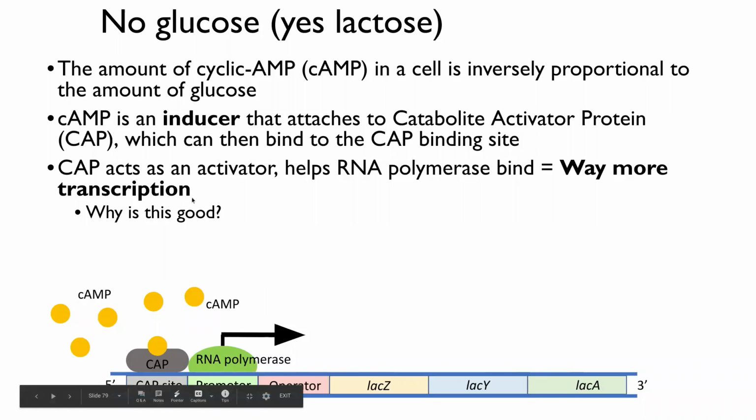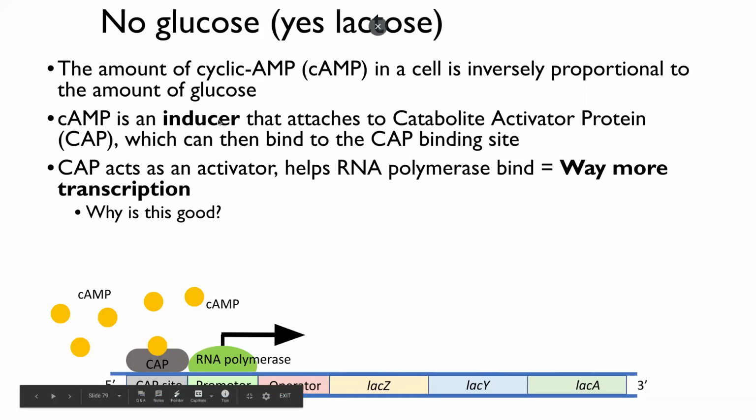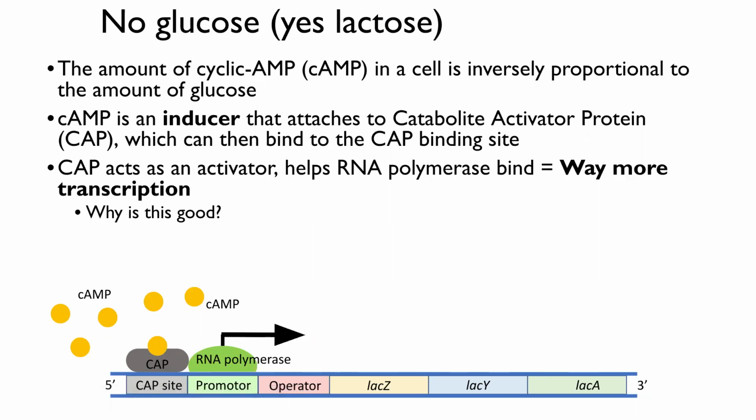Now, what CAP does, it acts as an activator, and it helps the RNA polymerase bind, which leads to way more transcription. So the idea is when cAMP is high, glucose is low, or actually glucose is absent, I should say, not just low. cAMP is high, it binds to the CAP, which then allows RNA polymerase to transcribe more efficiently and more actively, which means that if there's no glucose, it tells E. coli, use lactose. So that's a good thing. Now, again, as I mentioned, low glucose, high cAMP, high glucose, low cAMP.